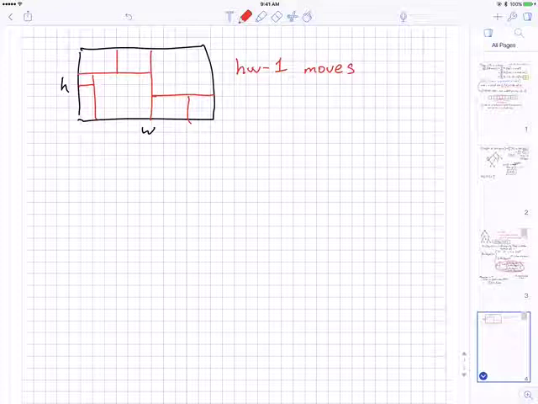Or you can reason that every time you break the chocolate bar, you increase the number of pieces by 1. You start off with one piece and you end with HW pieces. And you're done. So the number of moves is the area minus 1 because you go from one piece to area pieces in steps of 1. So it's a good problem, but it's a really, really bad problem to give in a class where I'm constantly saying, don't be clever.